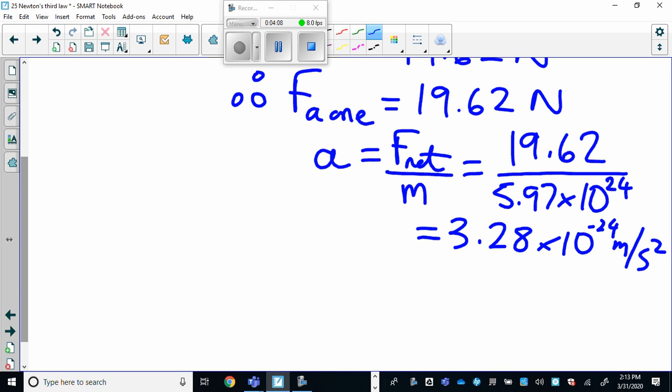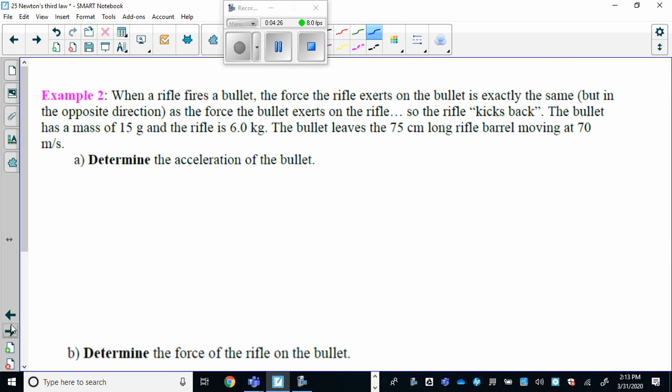So the Earth is accelerating towards the apple with that acceleration. Of course, it's so unbelievably small. There's no way you could feel it, and for all intents and purposes, it doesn't happen. But that's the theory behind it. Okay, that's why we can say that there's an equal and opposite force. Let's move on to example 2.